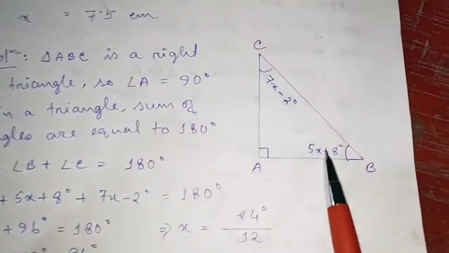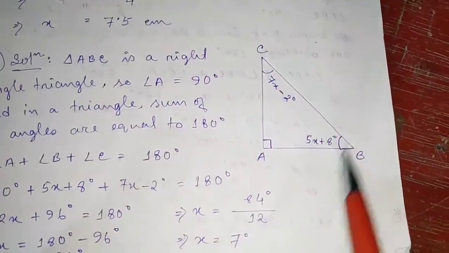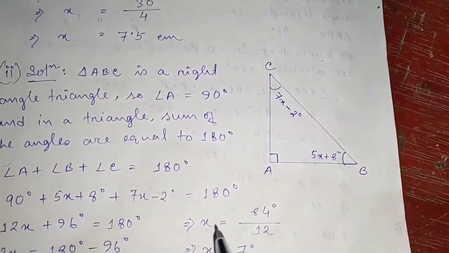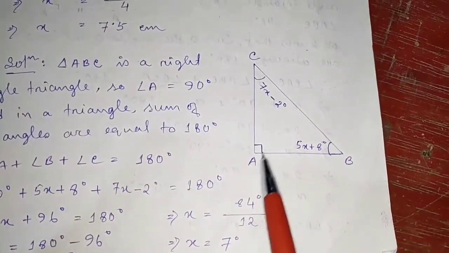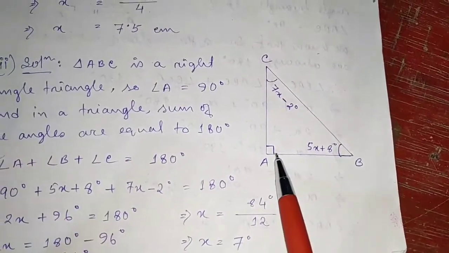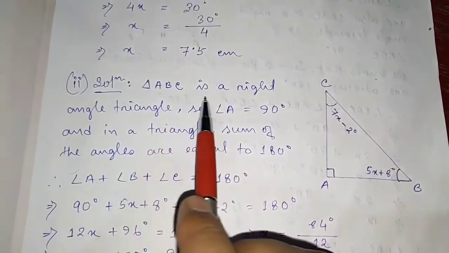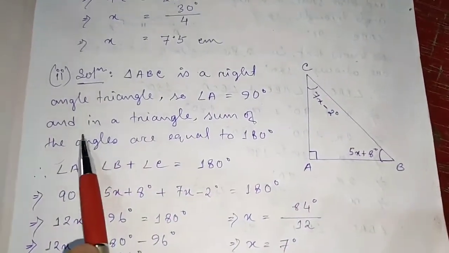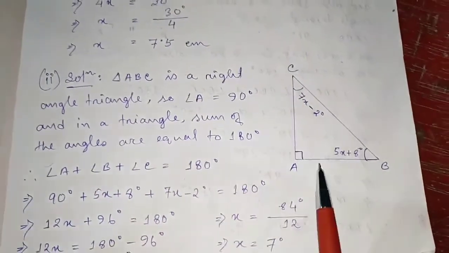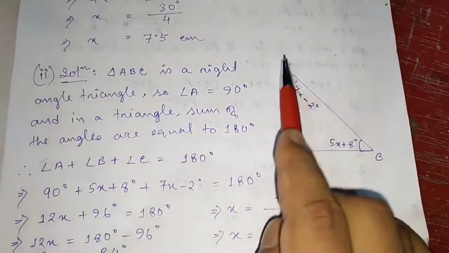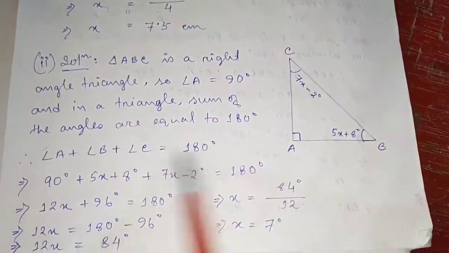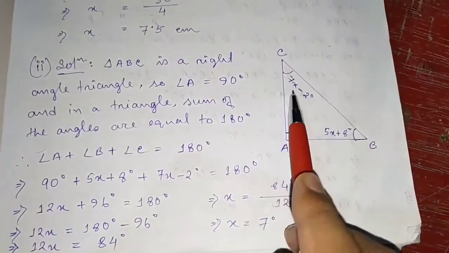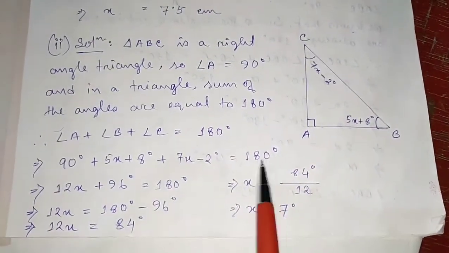Now the next question, this is your triangle ABC, and angle B is 5x plus 8 and angle C is 7x minus 2 degree, clear? And you can see you are familiar with this symbol, isn't it? So this symbol represents that angle A is 90 degree. So triangle ABC is a right angle triangle, so angle A is 90 degree, okay? And in a triangle the sum of the angles is always 180 degree. Angle A plus angle B plus angle C is always 180 degree, means 90 degree plus 5x plus 8 plus 7x minus 2 equal 180 degree.